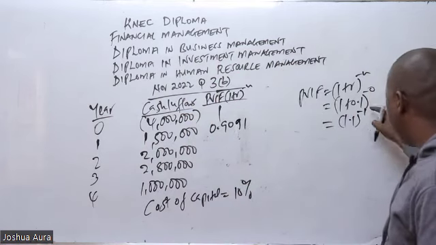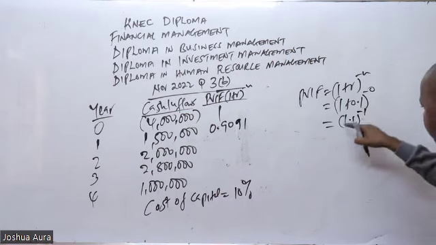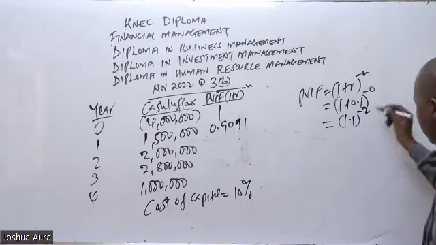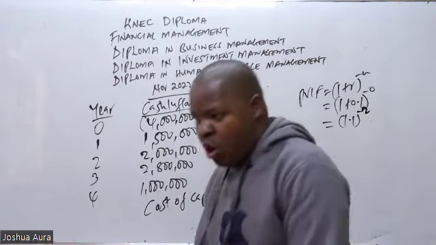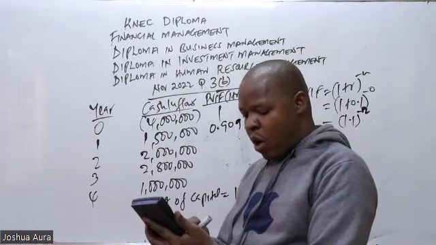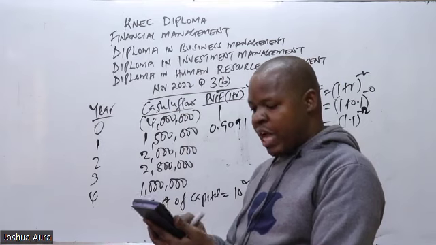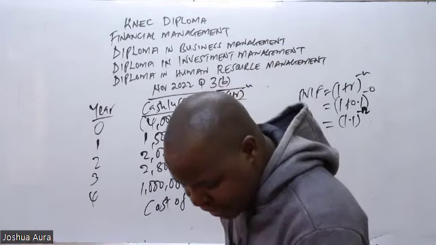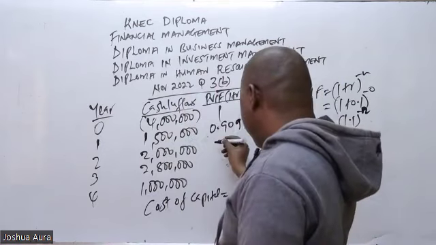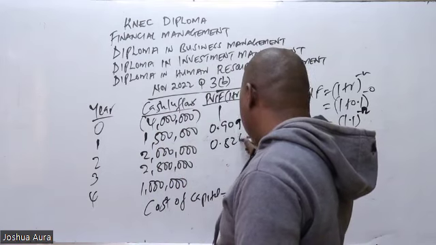What about for year 2? It will be 1.1 raised to negative 2. So with your calculator, what are we getting? 1.1 raised to negative 2. It will be 0.8264.